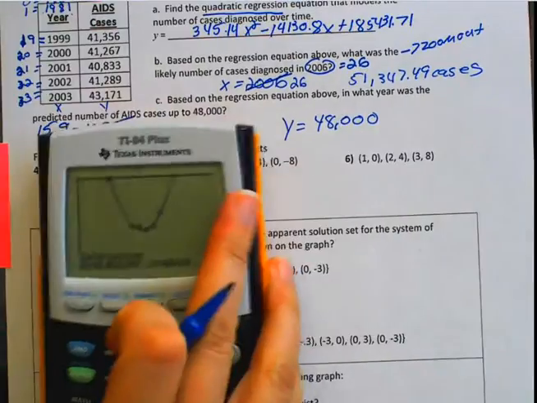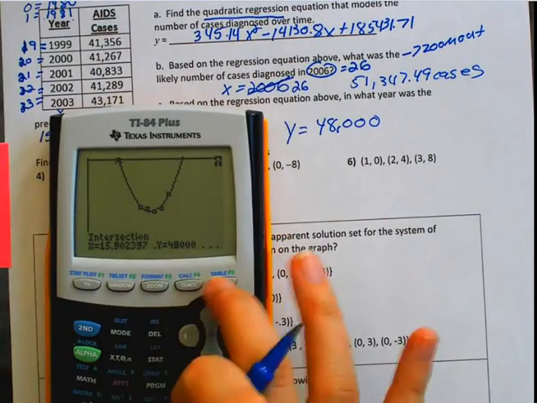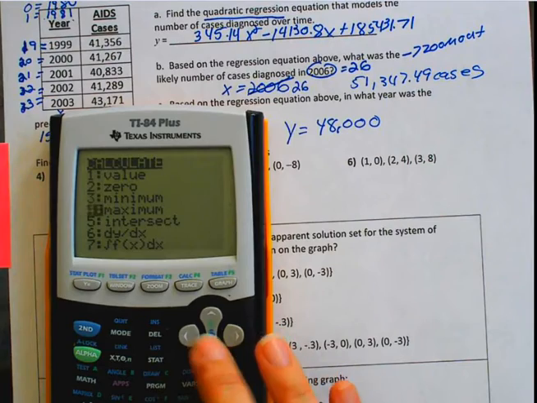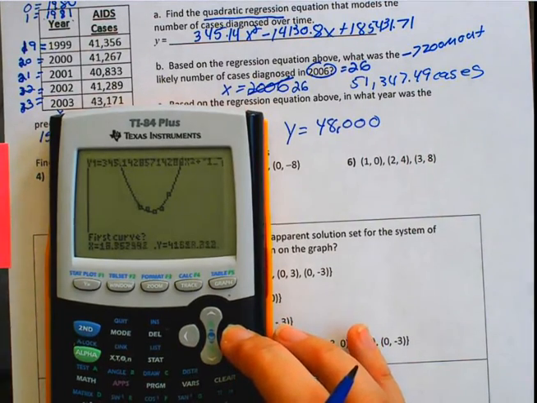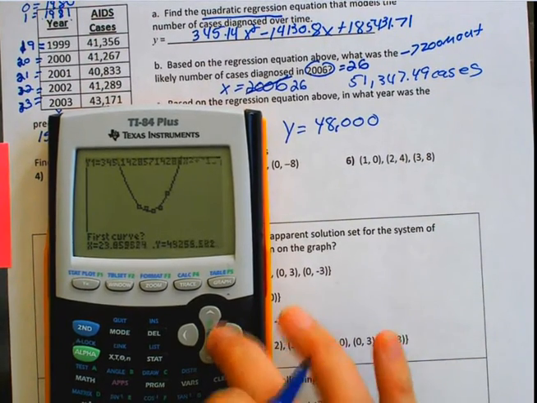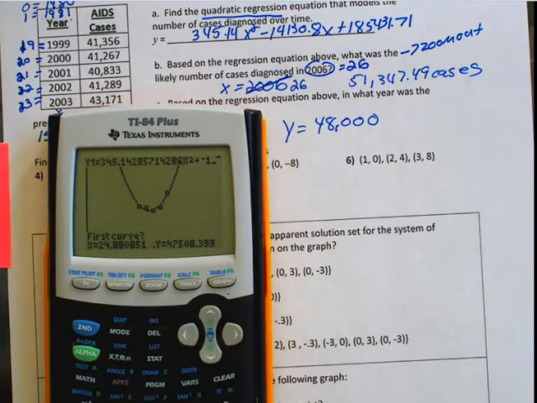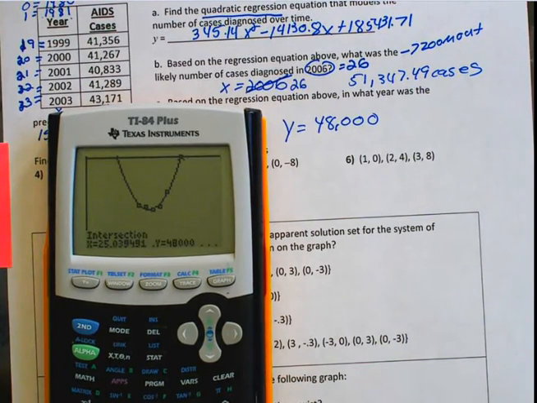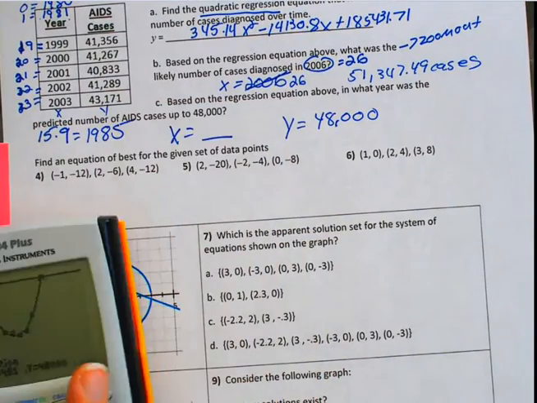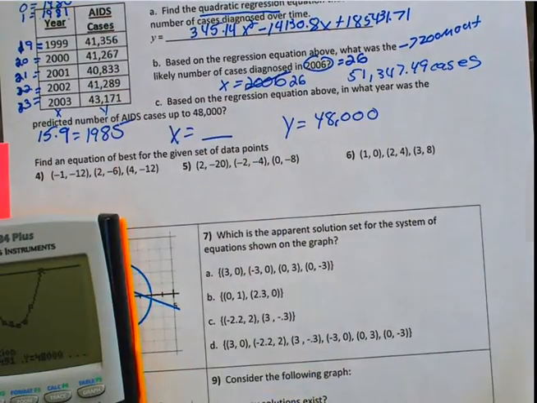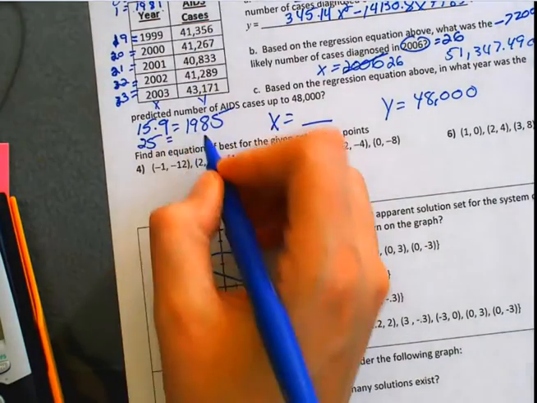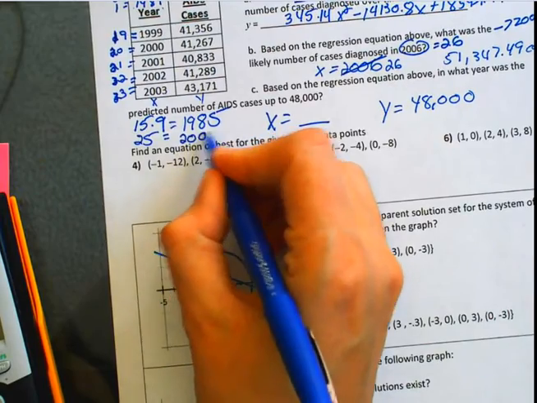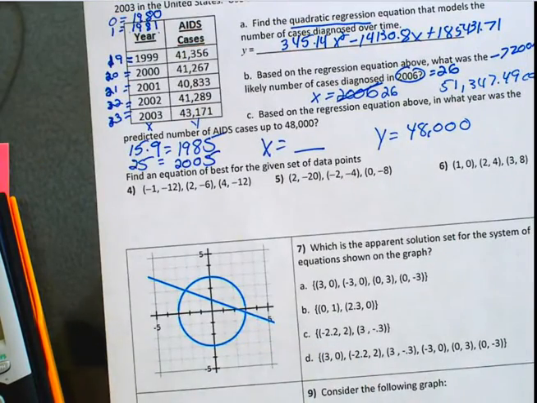All right, but remember we have one more intersection, so we're going to do that again. Second trace, intersection. I'm going to move over to the other intersection. You've got to get close to it in order for it to tell you the intersection. Okay, and then enter 3 times, and that's going to tell you X is 25. So where X is 25, we know that is about 2005. So you have 2 answers for that particular problem.